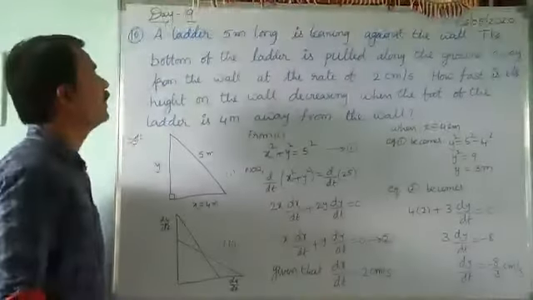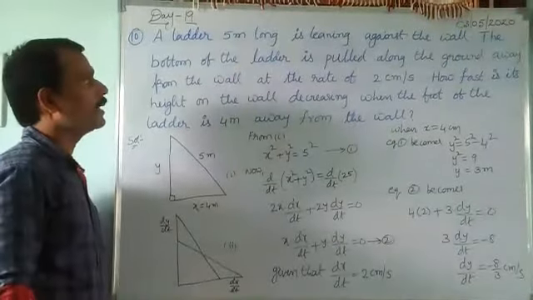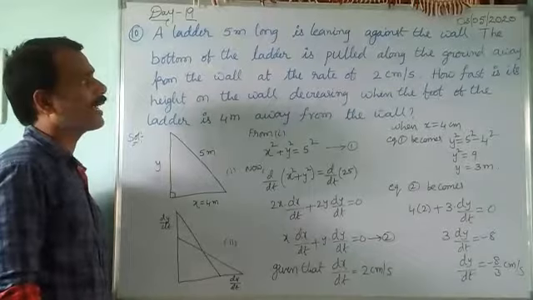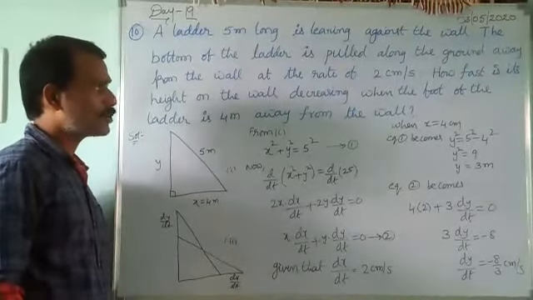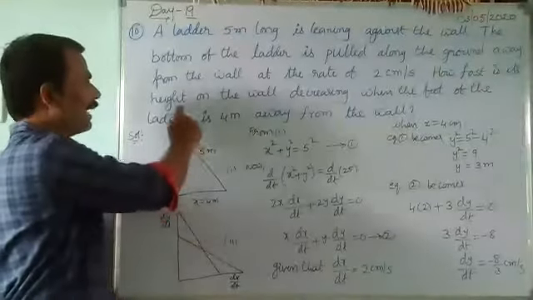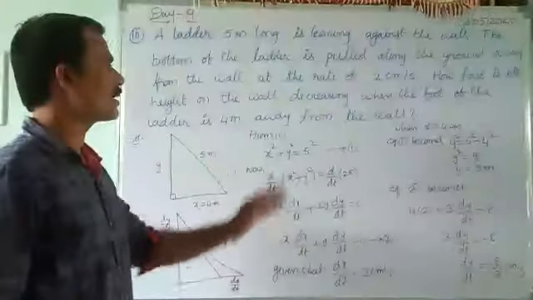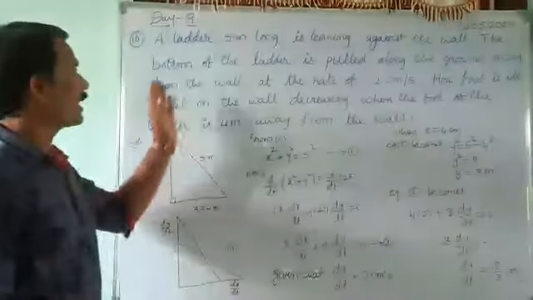10th one, guys. A ladder 5 meter long is leaning against the wall. The bottom of the ladder is pulled along the ground away from the wall at the rate of 2 centimeter per second. How fast is its height on the wall decreasing when the foot of the ladder is 4 meters away from the wall? Students, understand it.